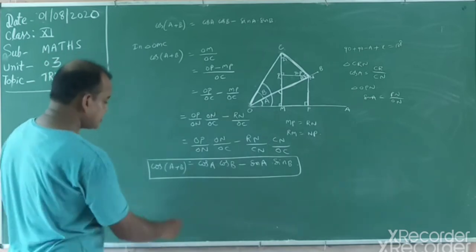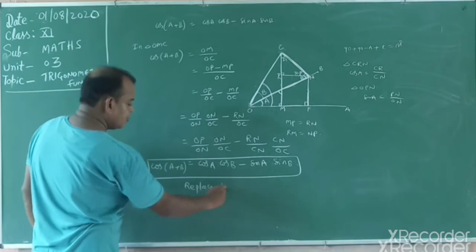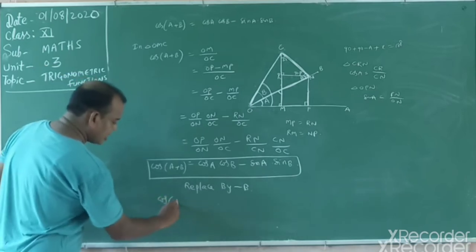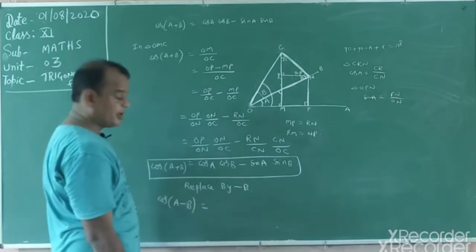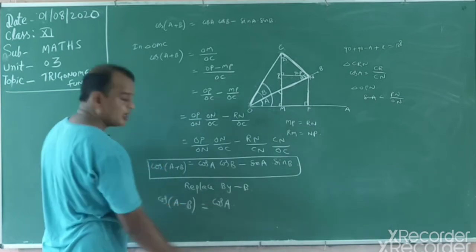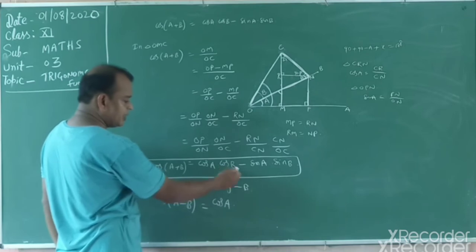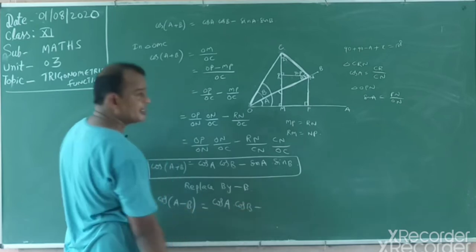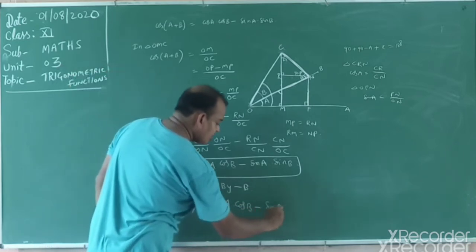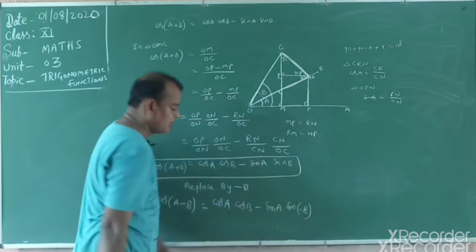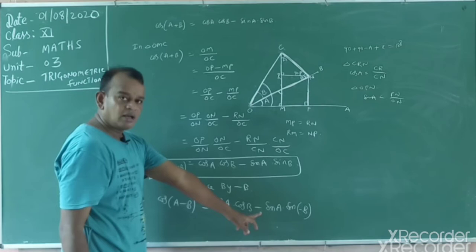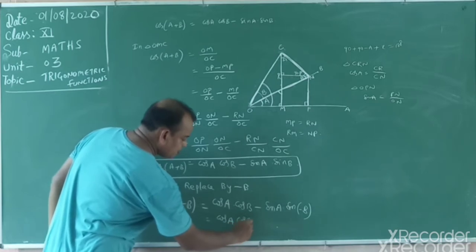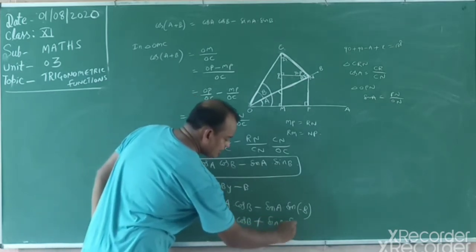Understood? Now replace B by minus B. Instead of B write minus B. Cos of A minus B is equal to cos A cos of minus B, and cos of minus B is cos B, minus sin A into sin of minus B. Sin of minus theta is minus sin theta, so minus times minus means plus. That is cos A cos B plus sin A sin B.